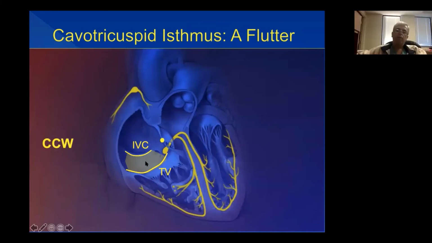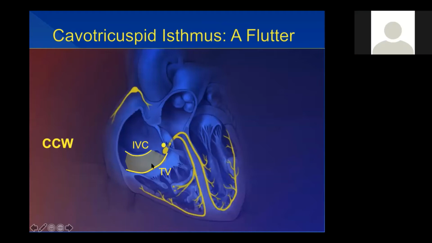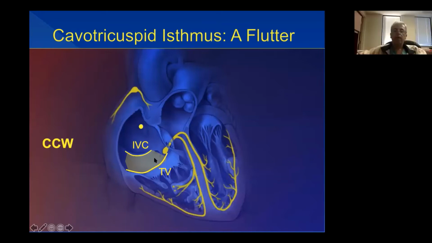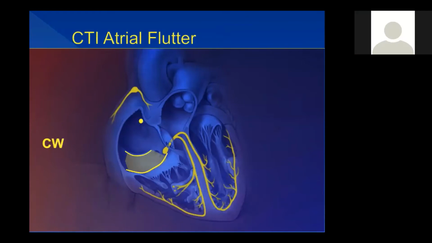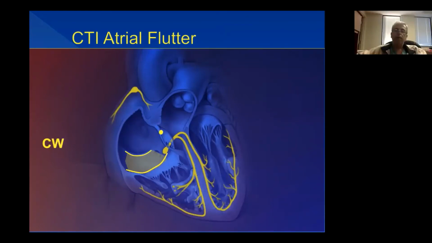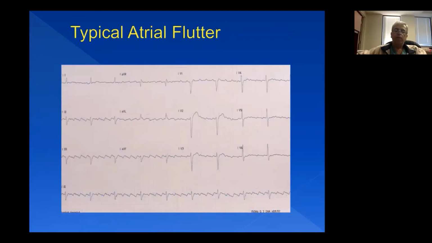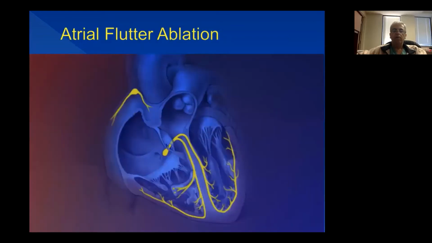And this is the corridor, if you will, where the typical re-entry circuit of atrial flutter basically exists, and that can be counterclockwise or clockwise. Either way, it's still typical right atrial flutter. And for ablation, we basically perform lesions. This is basically the ECG of the typical atrial flutter we are all familiar with. And for ablation of atrial flutter, we create lesions across the isthmus, one dot at a time. And by creating those lesions, we stop the circuit and we achieve successful ablation.